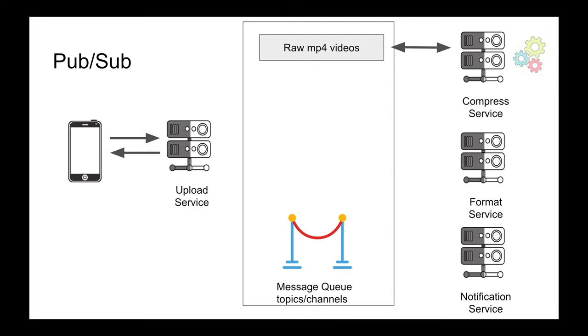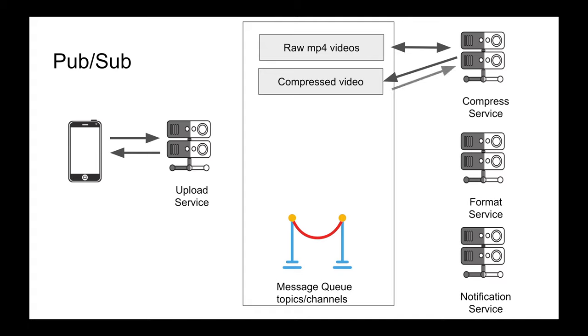It will publish its own compressed video to another topic that says, hey, compressed video, here it is. All right, it's a topic. So it doesn't really know who's going to consume it. The upload service didn't know that the compressed service is going to consume it. And that's the decoupling that we talked about. Just decouple everybody from each other.